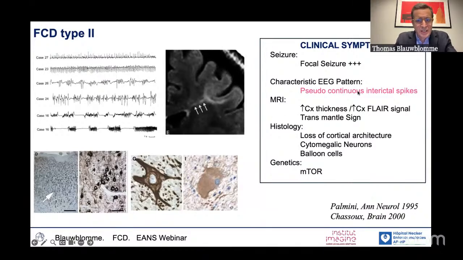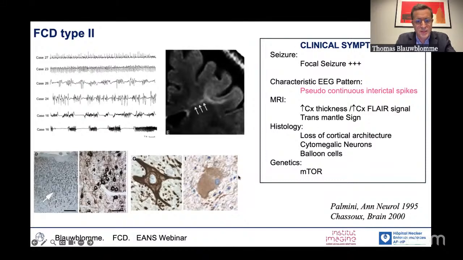The EEG pattern is really characteristic for this patient because you can record either on the scalp, on the surface EEG, but also on the intracranial EEG, either during acute recording in the OR or outside the OR, subcontinuous interictal spiking. And this is, I think, from the paper from Professor Palmini or from Francine Chassoux that now go back more than 20 years ago. But this is really the characteristic of FCD type 2B. When you have the electrode inside the FCD, it's firing all the time with interictal spiking. And this is not seizure, it's interictal pseudo-continuous spiking.